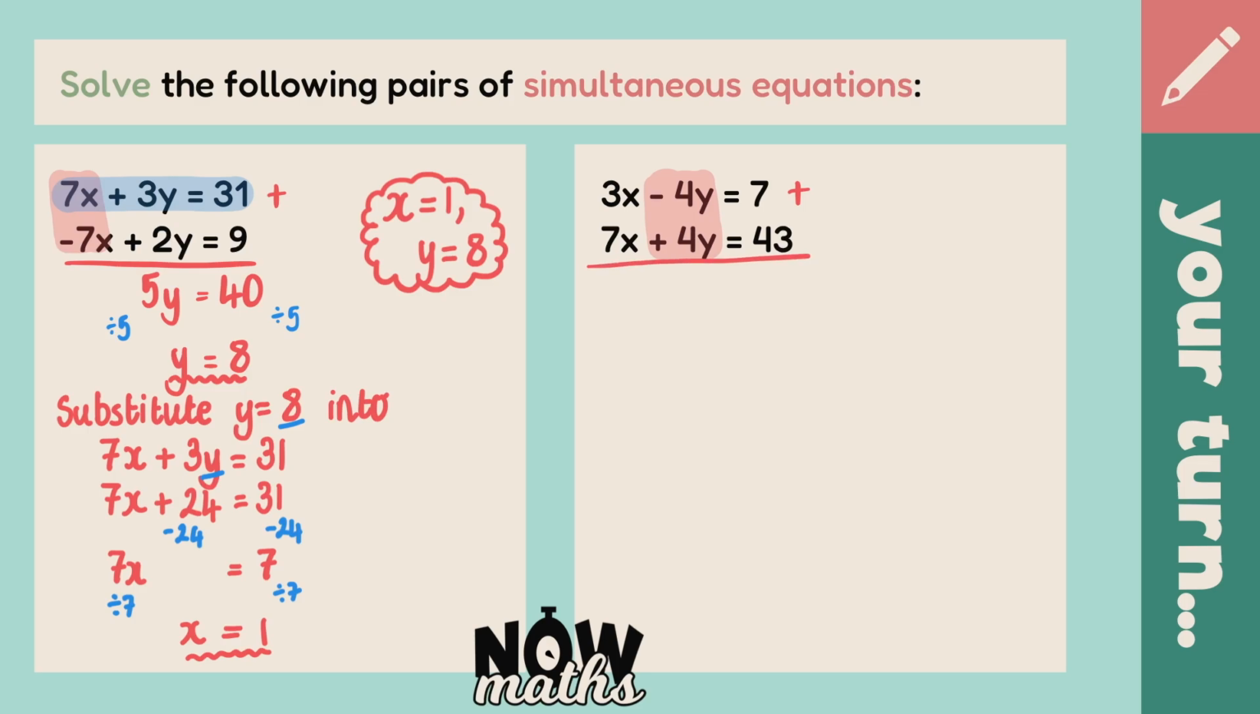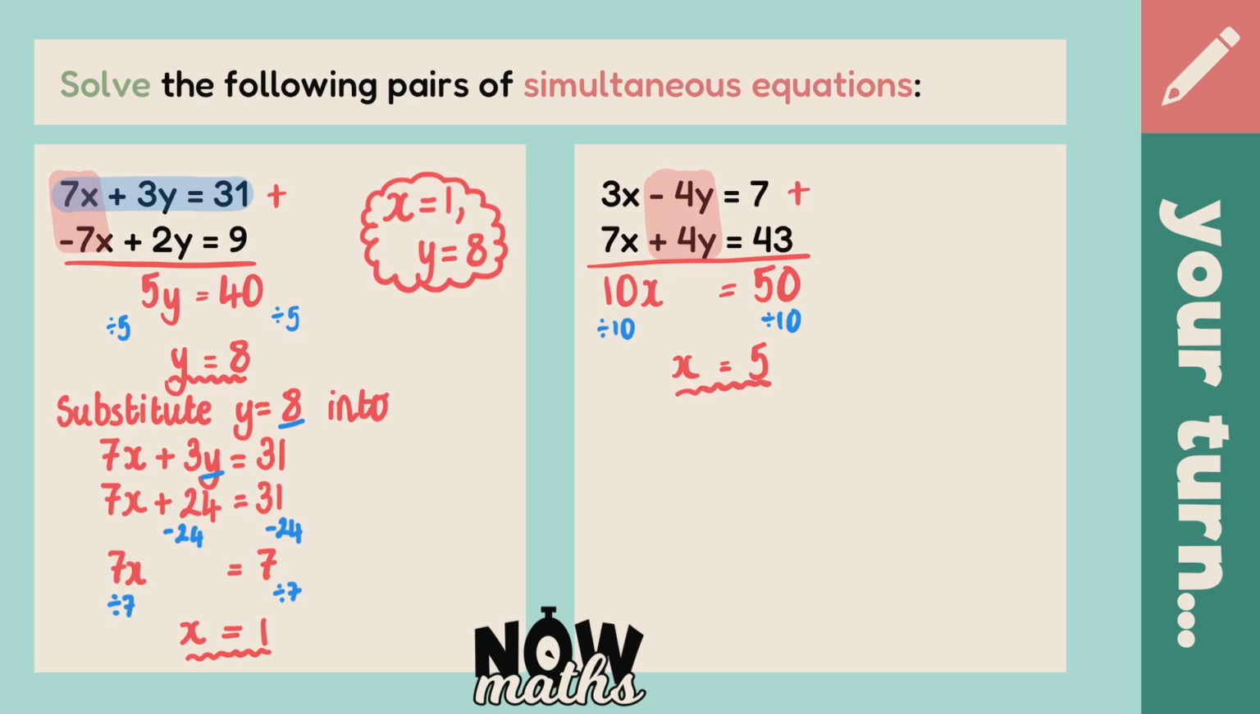So this time 3x add 7x is 10x. Negative 4y add positive 4y is 0. And 7 add 43 is 50. We then solve by dividing by 10, which gives us an x solution of x equals 5.